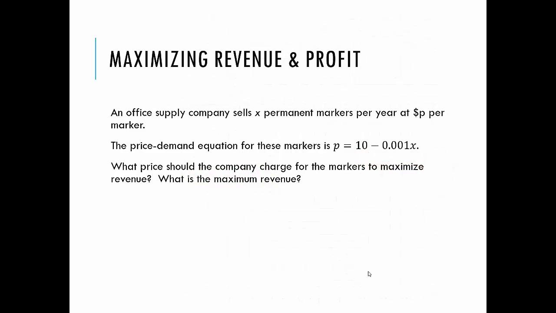Let's look at another example where an office supply company sells X permanent markers per year at a $P price per marker. The price demand equation is given 10 minus 0.001x. What price should the company charge for the markers to maximize the revenue, and what is the maximum revenue?